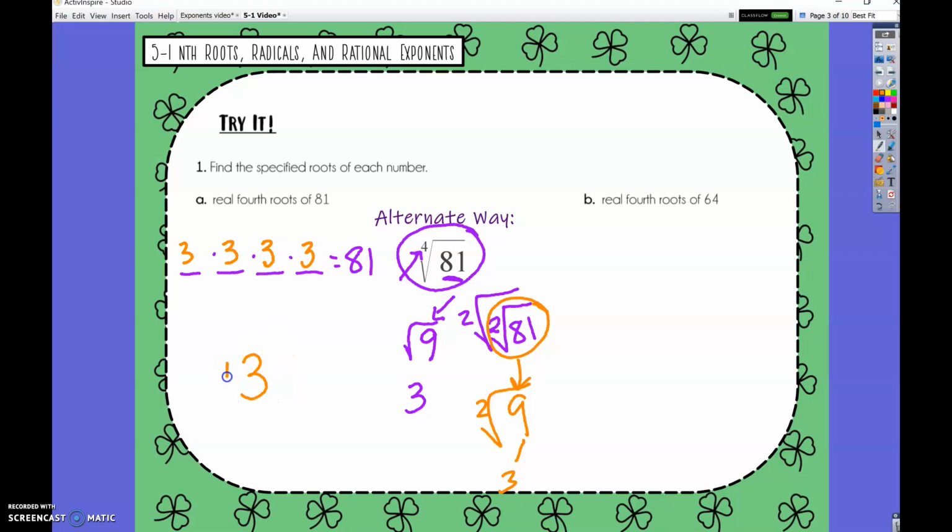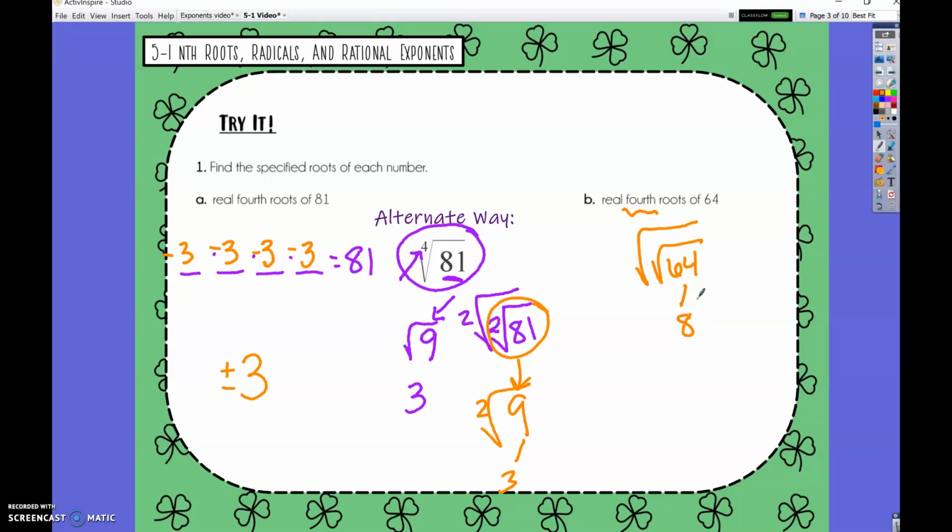And this one could have a negative 3, because a negative times a negative is a positive, and a negative times a negative is a positive. So you would actually get a positive 81. Again, with this fourth roots of 64, if I try it that alternate way, instead of taking the fourth root, I could take a square root of 64, but then I'll have to square root it again. So the square root of 64 is 8.